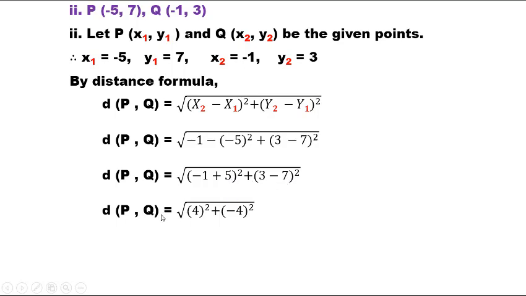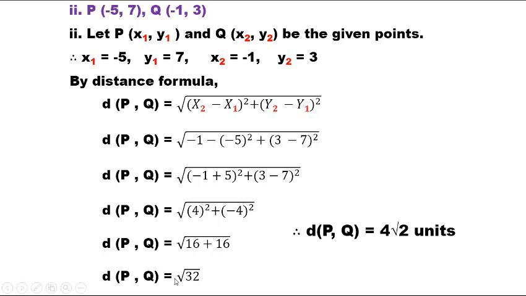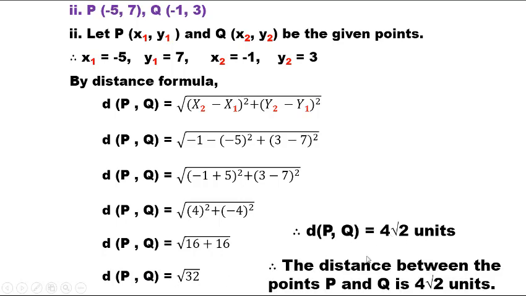Therefore, distance PQ is equal to the square root of 4 squared plus (-4) squared. Therefore, the square root of 16 plus 16. Therefore, the square root of 32. Therefore, distance PQ is equal to 4 root 2 units. The distance between points P and Q is 4 root 2 units.